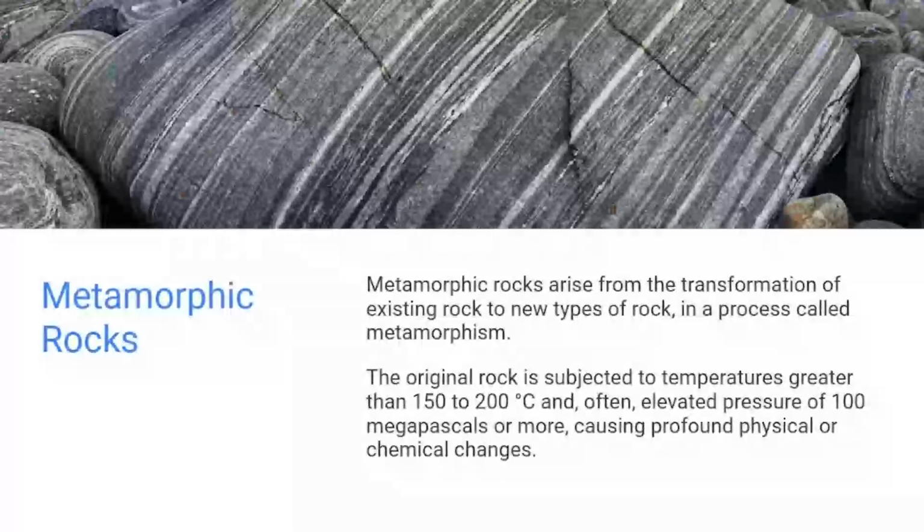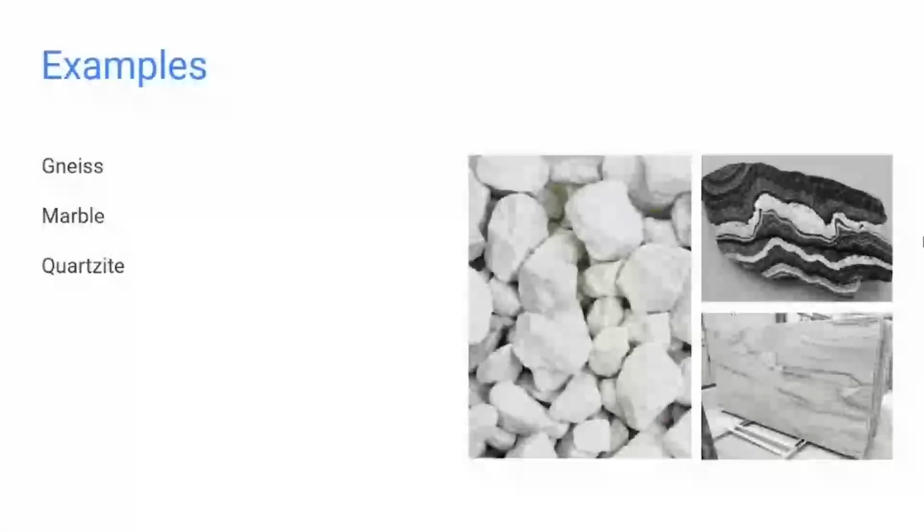These metamorphic rocks are formed when the sedimentary or the igneous rocks change their form or shape due to heat and pressure. Some of the examples of metamorphic rocks are gneiss, marble, quartzite, slate, etc. Now, what is gneiss? Gneiss is formed from granite. It has light and dark colored bands, which sometimes give it a striped appearance. It is commonly used as a building stone.